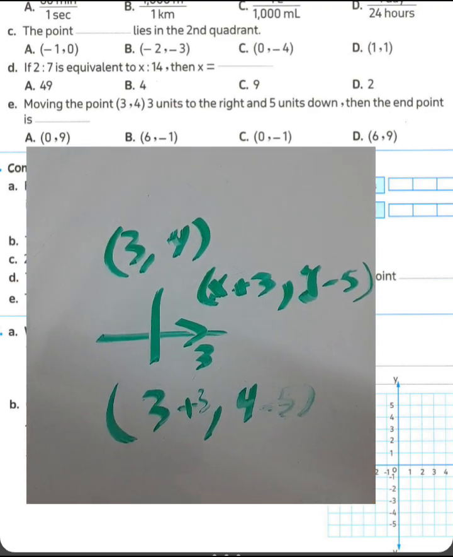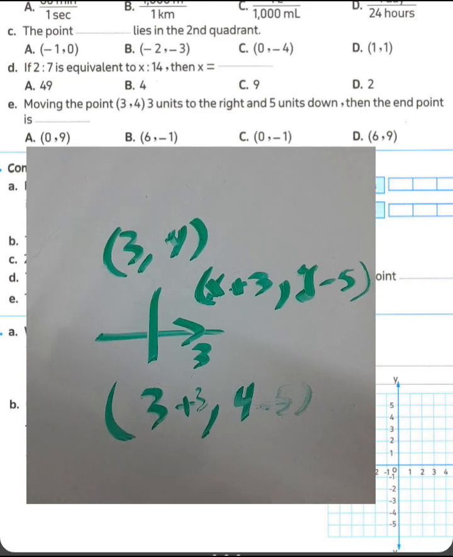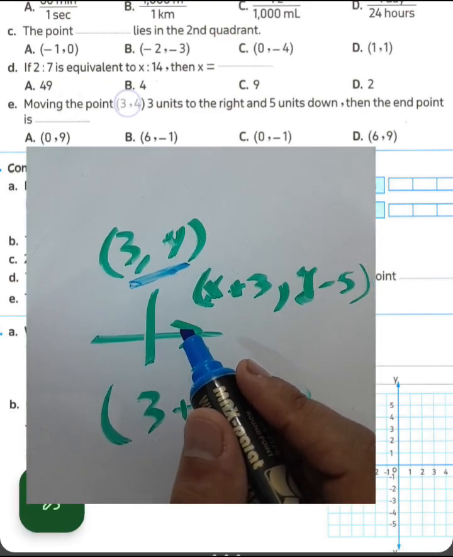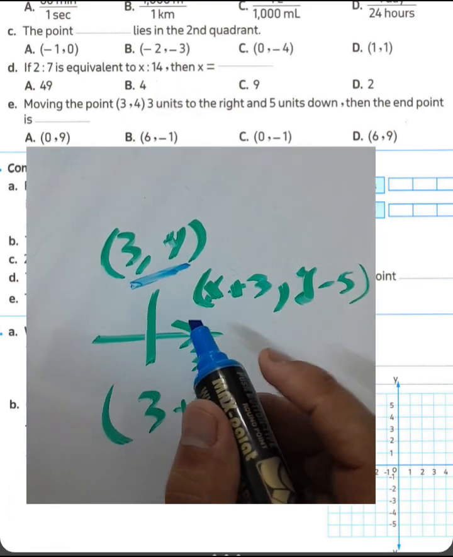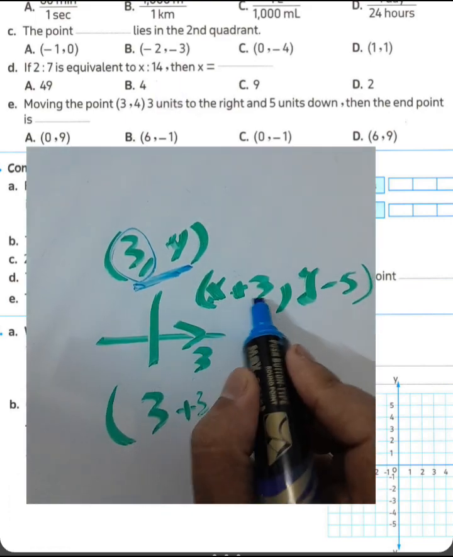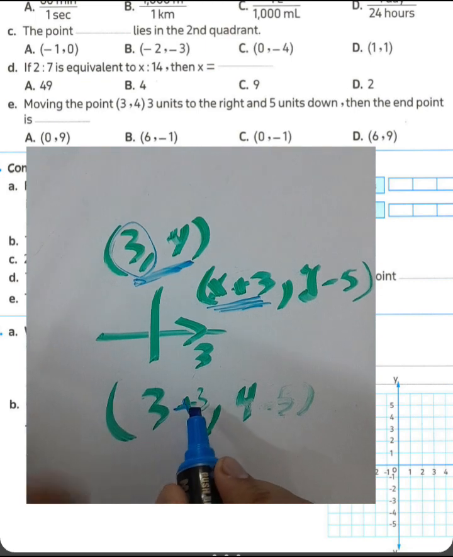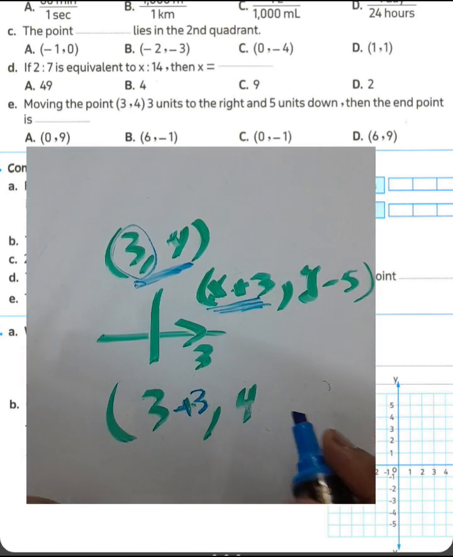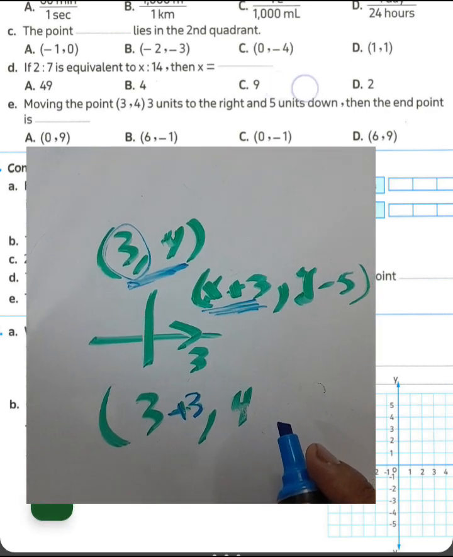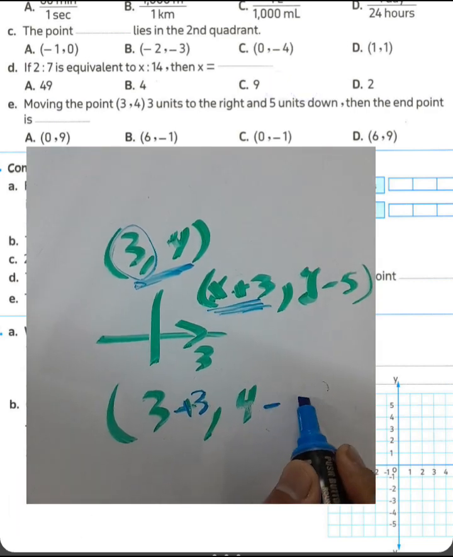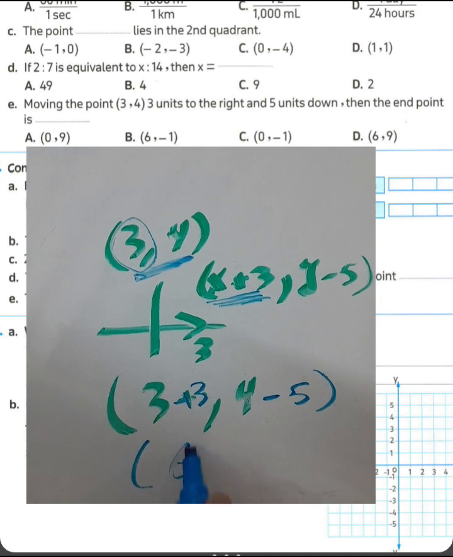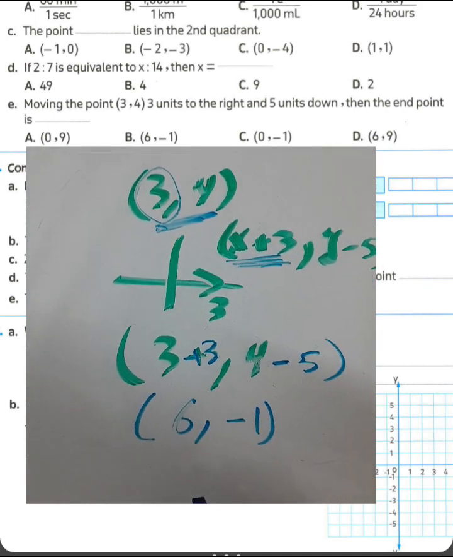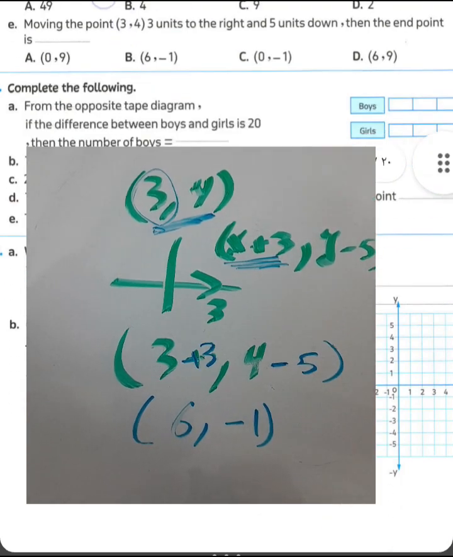Again, in this example, he gives us the point (3, 4), and he tells us to move the point 3 units to the right. Moving the point 3 units to the right means x plus 3. X here is 3, we must add 3, okay? And 5 units down means negative 5. Then the result will be (6, negative 1). Choose letter E.